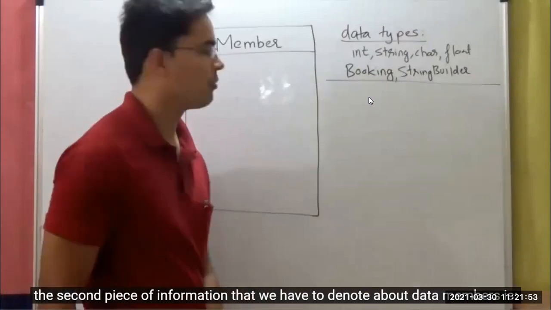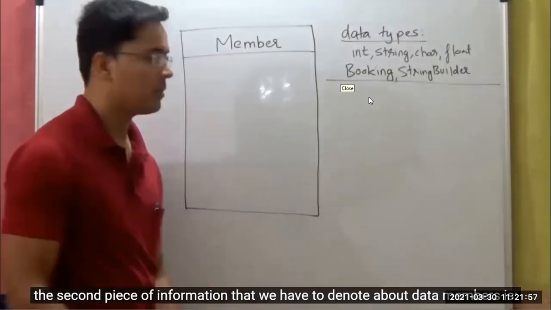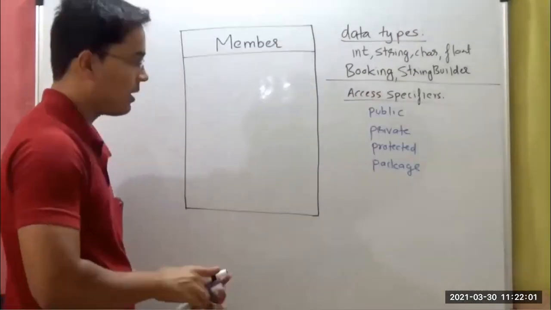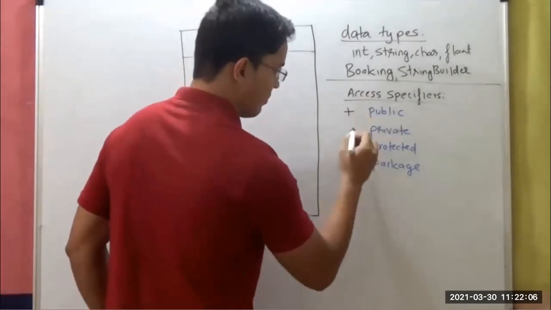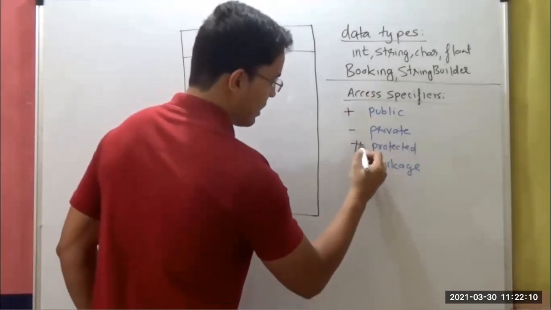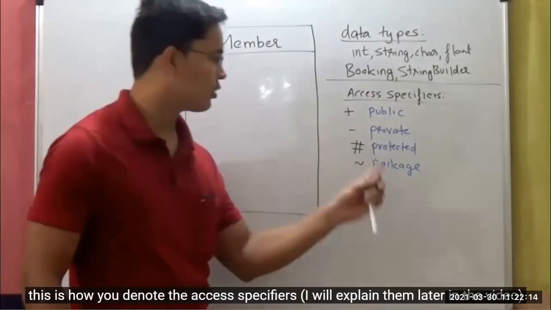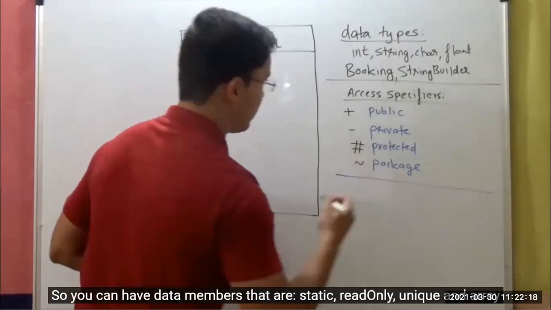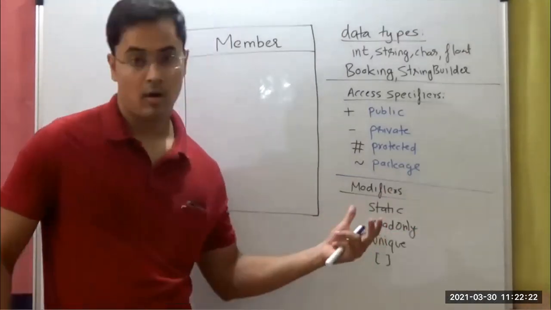The second piece of information we have to denote in our class diagram about data members is access specifiers. They are denoted as: public is denoted by the sign plus, private by minus, protected as hash, and package as this tilde, right? This is how you denote these access specifiers. Certain modifiers, for example, so you can have data members static, read-only, unique, or array.